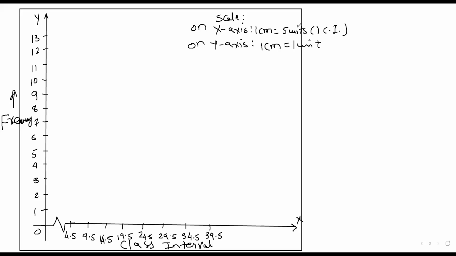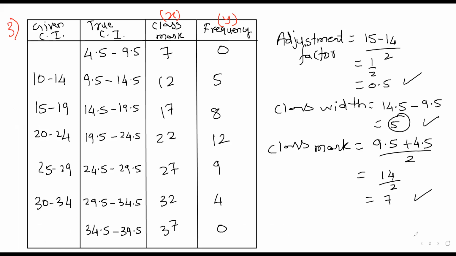Where is the first point? 7 and this is 0, isn't it? Yes, so the first point is here, 7, 0. Where is the second point? 12 and 5. So the second point will be the midpoint of 9.5 and 14.5, to where? 5, right? Okay, next. You can also write the coordinates. 7, 0. What are the coordinates here? 12, 5. What is the next coordinate? 17 and 8.